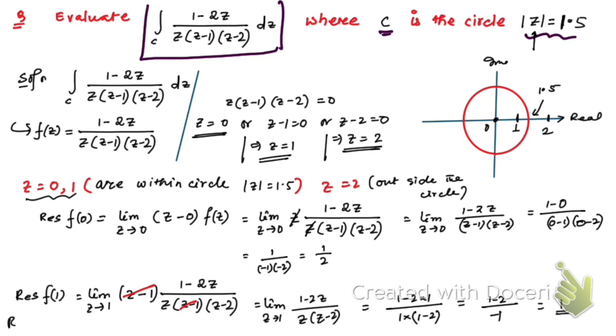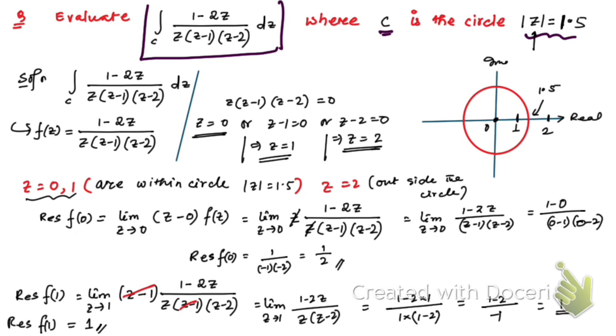So the residue of the function f of z at z is equal to 1, that is the residue of f at 1, is equal to 1. We have got these residues. Okay, so now let me write these two residues.